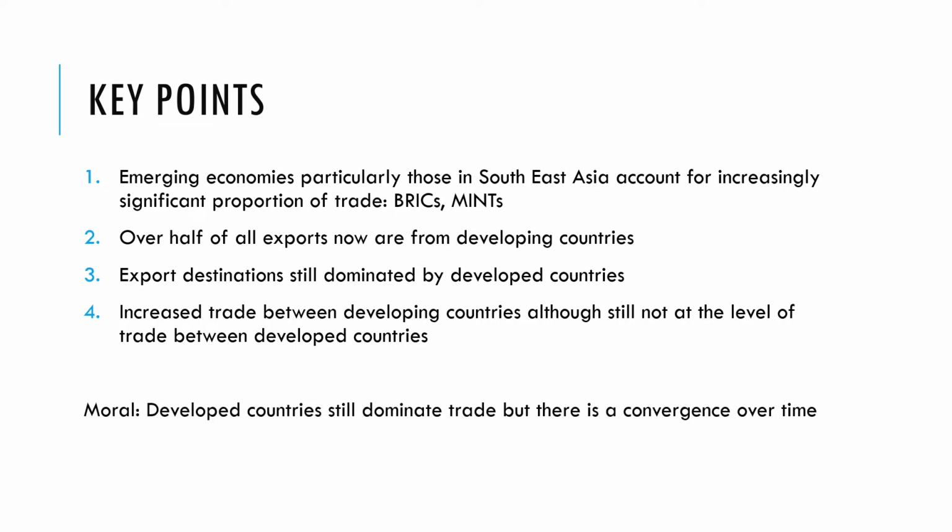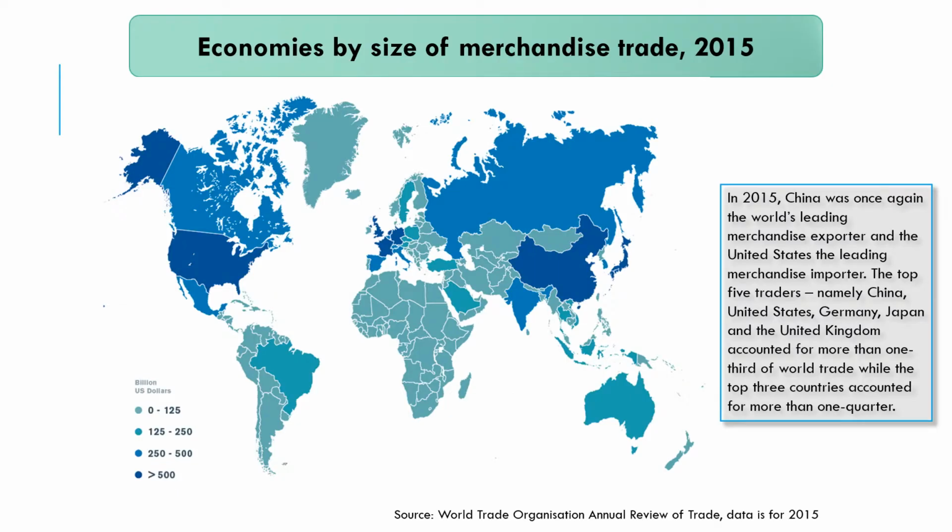The moral of the story, really, what we're seeing in terms of changing patterns of trade is that developed countries still dominate trade, but there is a convergence over time where developing countries take an increasingly active part in global trade. So these are key points, and we need to make sure we have them down in our notes. Now let's go on and look at types of products.